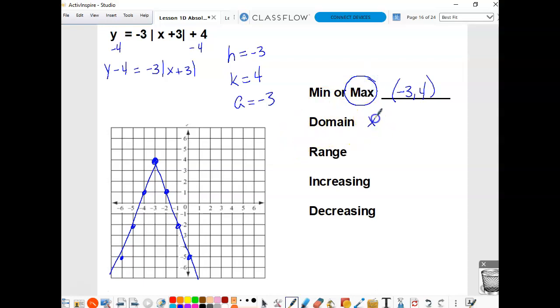The domain is still x equals all real numbers. The range this time is y is less than or equal to positive 4, because it opens down. And this time it's increasing where x is less than negative 3, because it's going uphill before it hits the vertex. And it's decreasing where x is greater than negative 3, because it's going downhill after the vertex. Okay, let's try another graph.